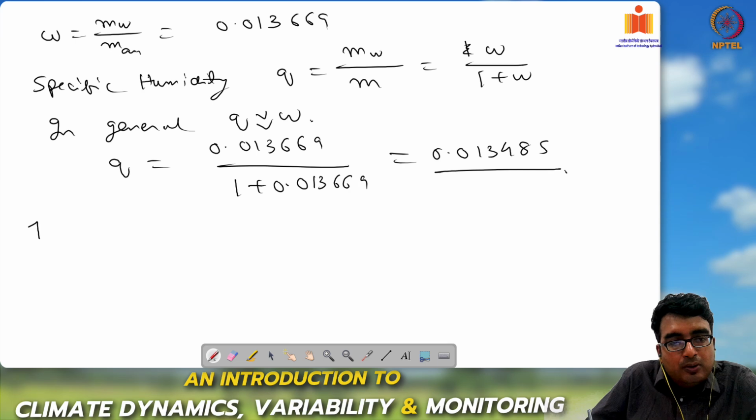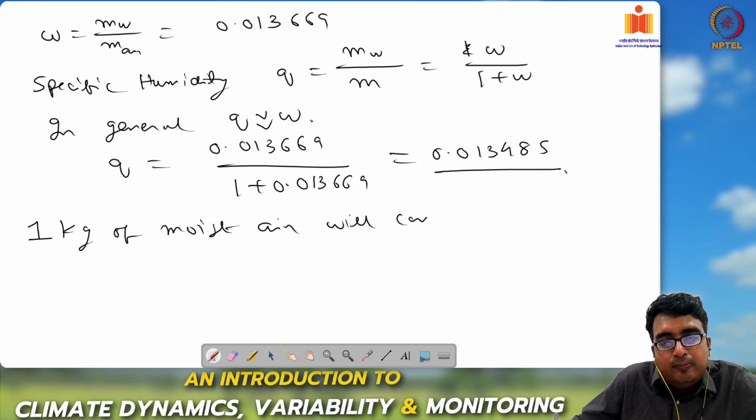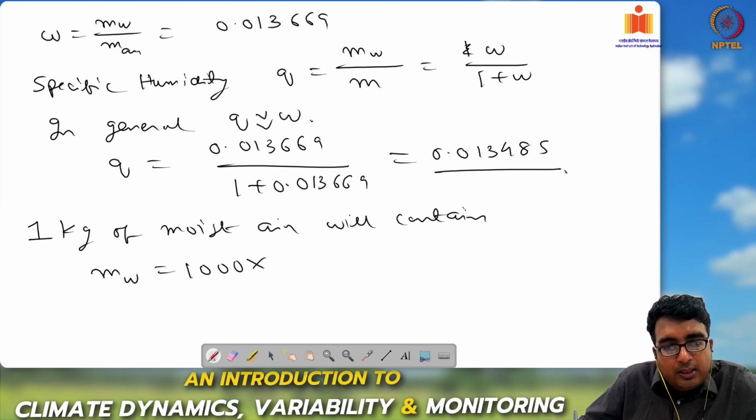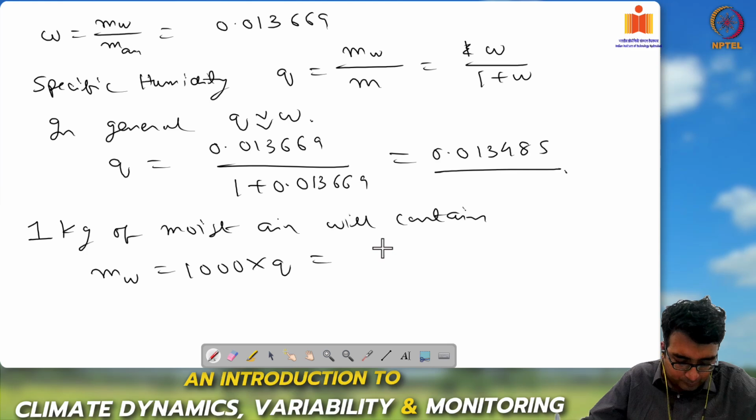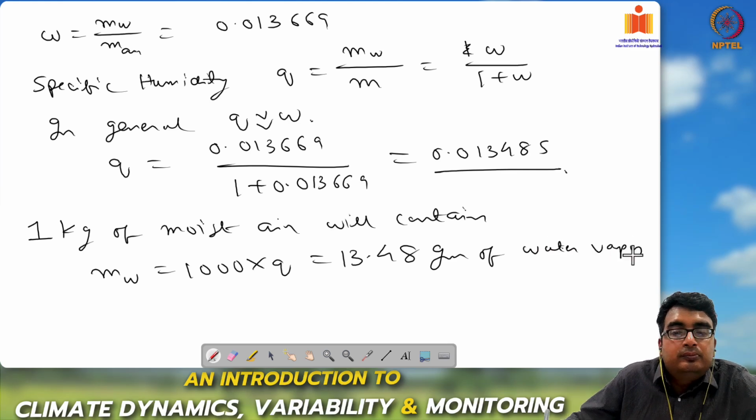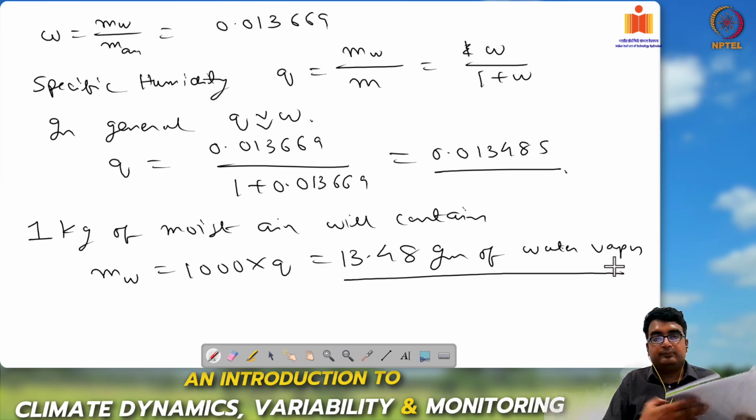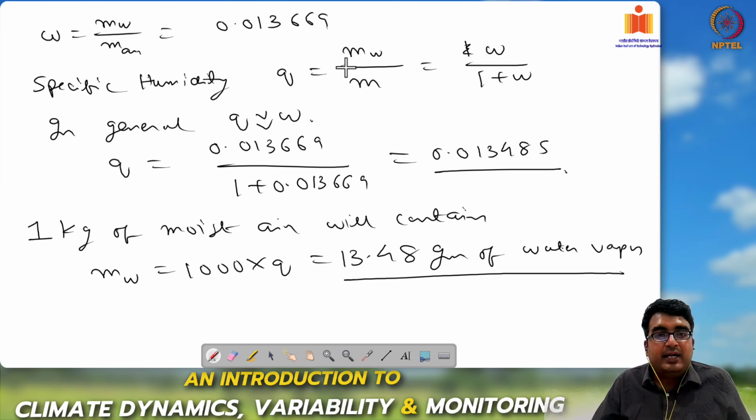Okay. So 1 kg of moist air will contain mW equals 1000 into Q, which equals 13.48 grams of water vapor. Okay. So this is the quantity of water vapor present for this parcel of moist air, 13.48 grams at 50% relative humidity. Okay. The last part is we have to find the virtual temperature.